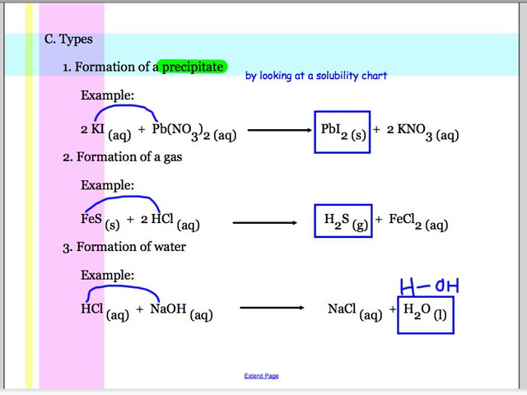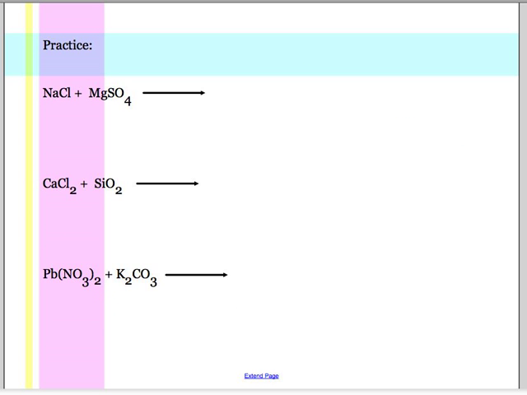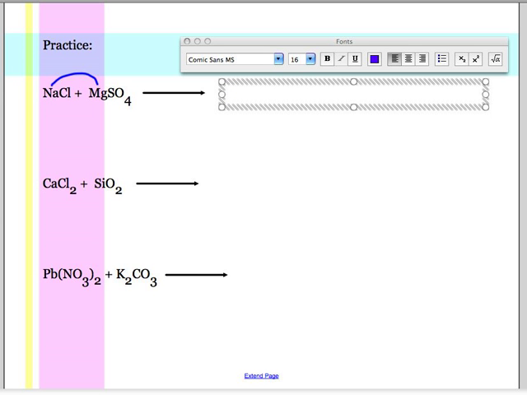And for our last ones, we're going to do a couple. So here we have sodium chloride and magnesium sulfate, and they are going to switch partners. I'm going to bring magnesium up front. So I have MgCl, and I'll come back to that in a second. That means sodium is going to the back, so I make NaSO4.